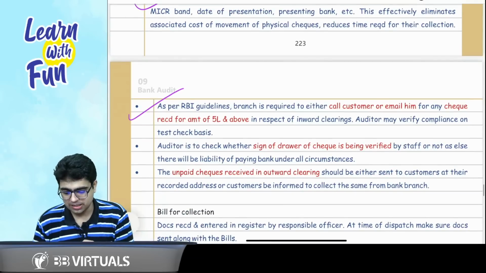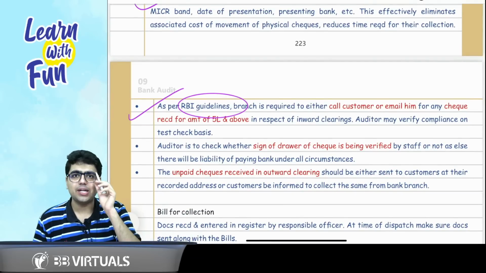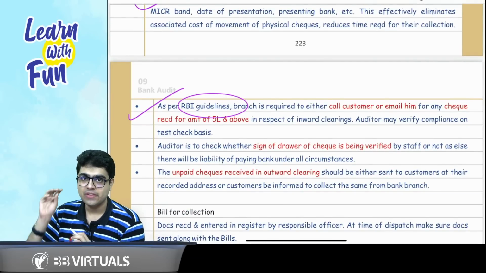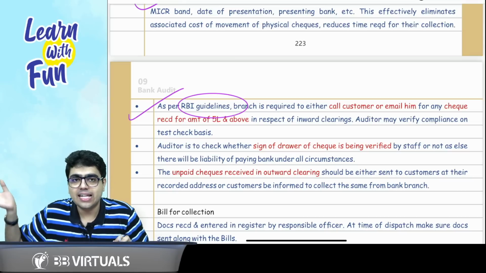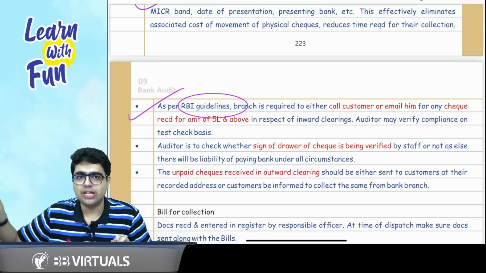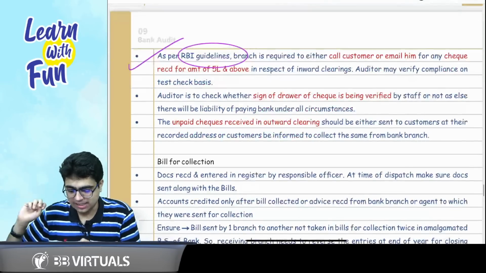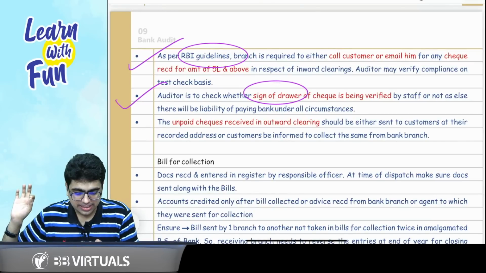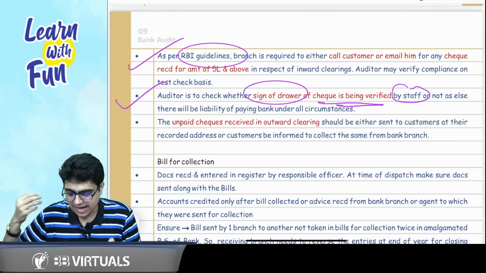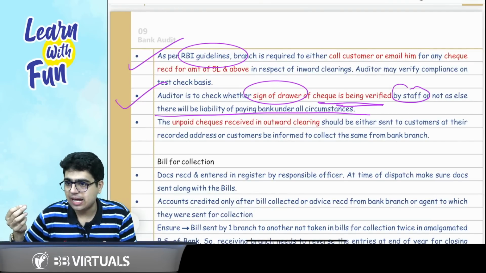Plus, as per the RBI guidelines, if the check amount is 5 lakh and above, then the paying bank has to verify from the customer. Second, third thing, the signature of the drawer of the check is verified by the staff. And if they don't verify, it will be the liability of the paying bank.